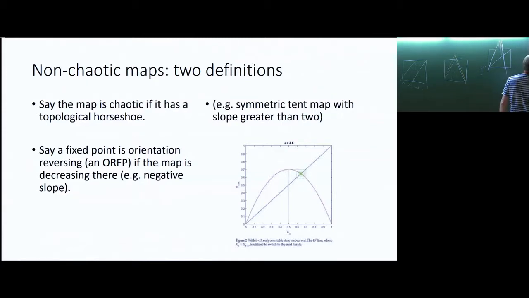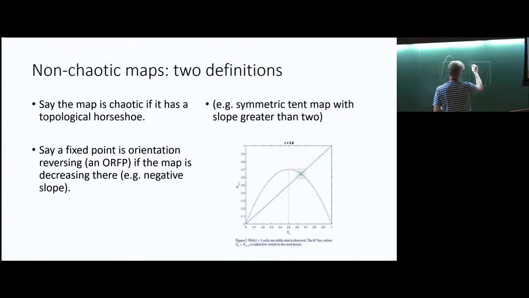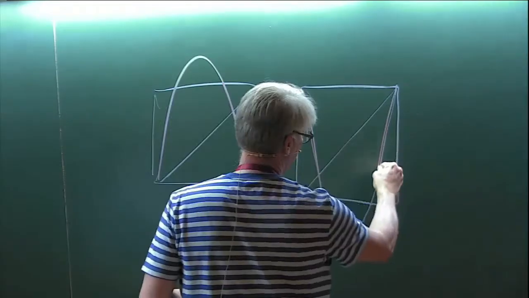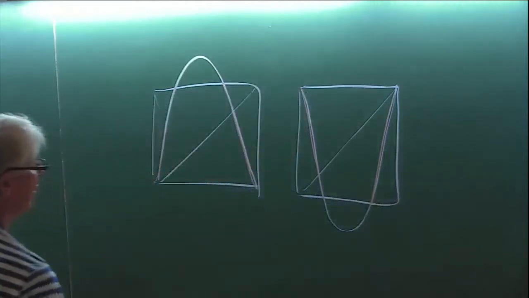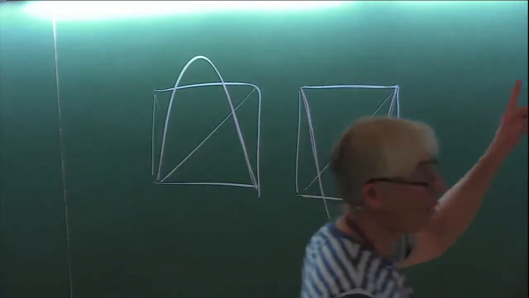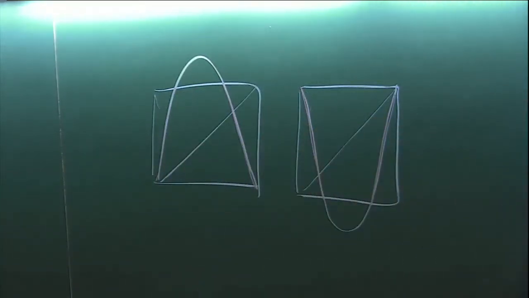Okay, in this case, this branch and this branch both map over the union, map over the entire interval that I've got there, and this branch maps over the entire interval that I've got there. Which is enough to show that in that interval there are chaotic orbits. And the ORFP. Okay, so remember we were doing deep mathematics.